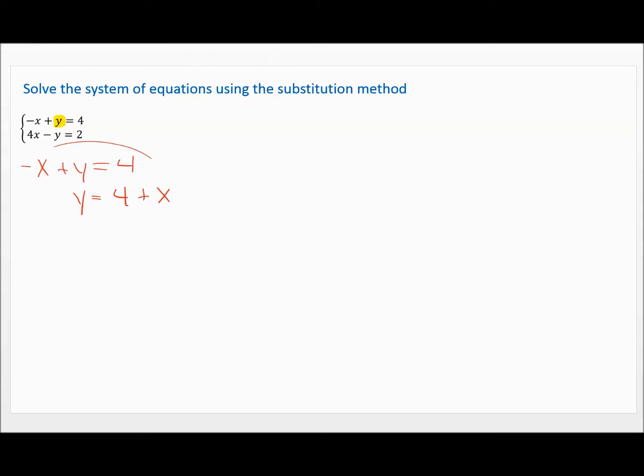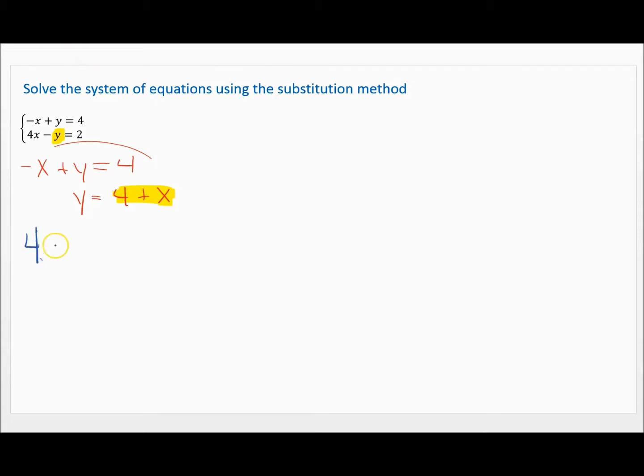So now I take that y that's equal to 4 plus x and make sure you go to the other equation. So this y equals 4 plus x is going to go into this y right here. Okay? Not this one. That's the one we solved for in the beginning. So now I'm going to take 4 plus x and plug it into 4x minus y and replace it with 4 plus x equals 2.